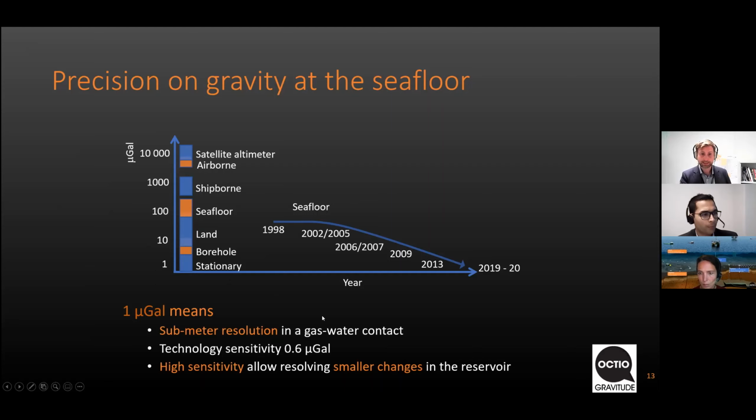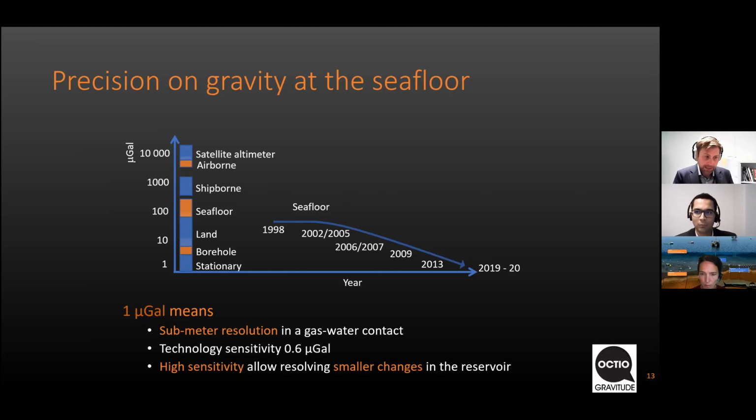This technology has developed quite a bit since it started in 1998 and up to where we are today. I would also like to mention that just within the last 4 years, we have improved the sensitivity of this technology by a factor of 5. So this allows us to see smaller changes in the reservoir itself.